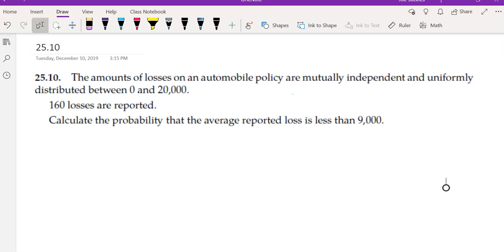It's 160. Is that just giving you the bounds for the uniform? Yep, the 0 to 20,000 is the bounds for the uniform. Yep, that's right.